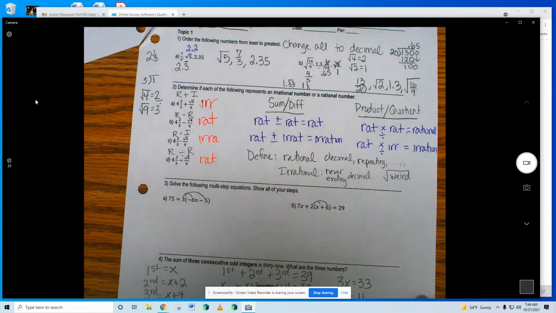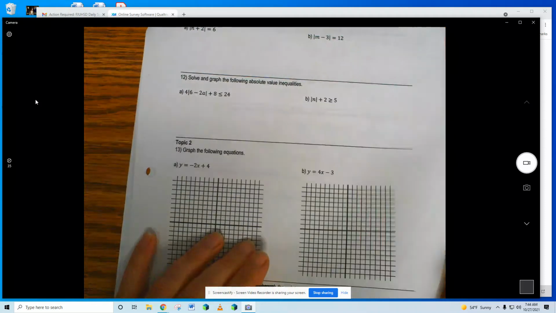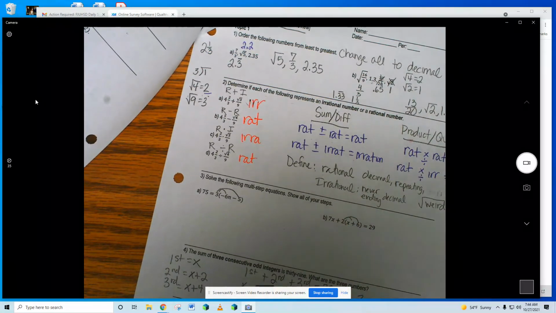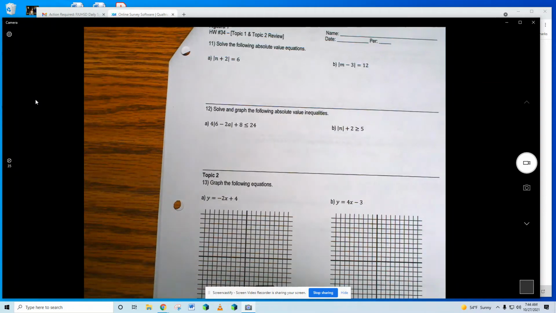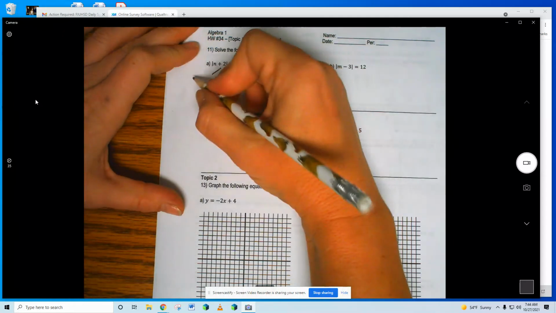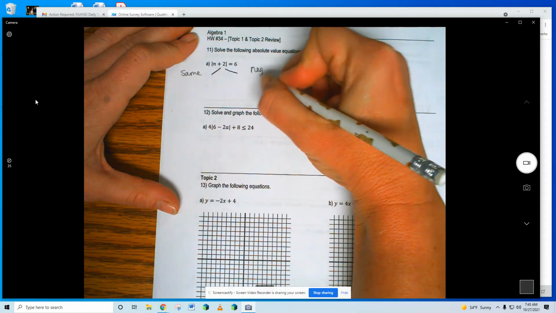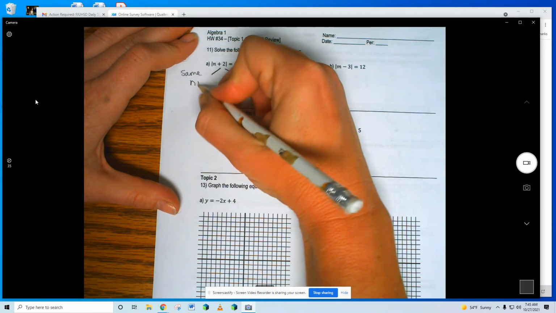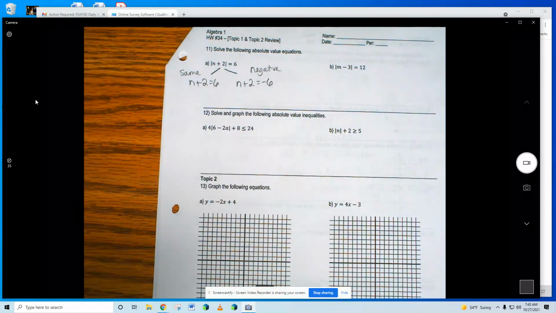All right. Graphing. Well, absolute value, hold on. Writing equations of lines, let me see. All right. Absolute value means that I split it into two. So I have the same, and then I have my negative on the right. Remember that? N plus 2 equals 6, and n plus 2 equals negative 6. And you're going to get two answers.